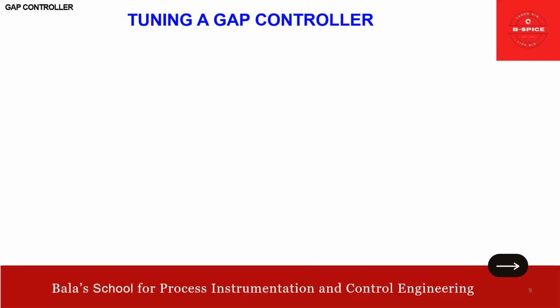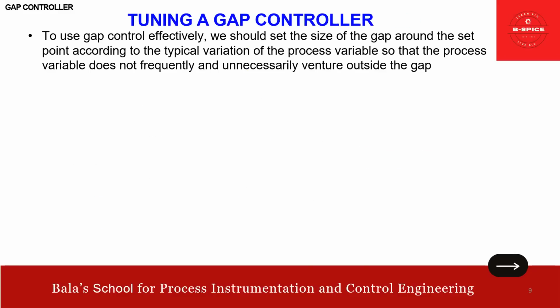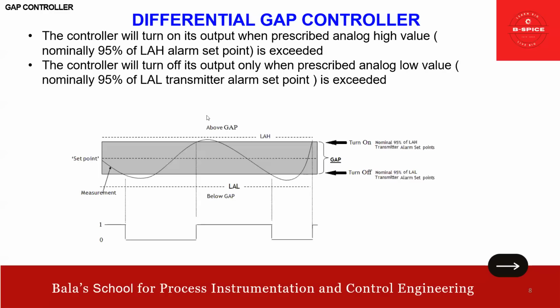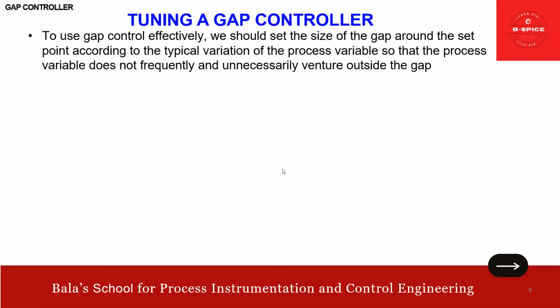So how do we tune a gap controller? To use gap control effectively, this is the pointer: we should set the size of the gap around the set point according to the typical variation of the process variable, so that the process variable does not frequently and unnecessarily venture outside the gap. That is why we are defining the gap here, the above gap and below gap.